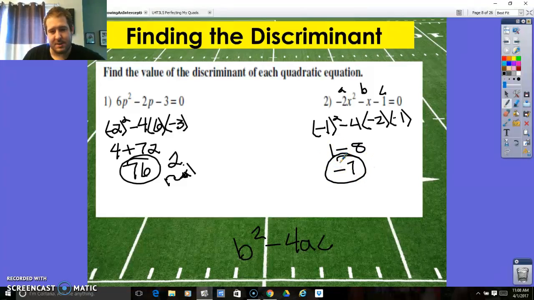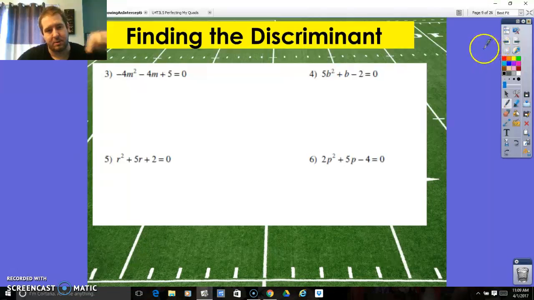Since the discriminant was negative this time, this is going to have no real answers. It might have imaginary answers, but it has no real answers because the quadratic form is either too high and never hits the x-axis, or it opens down and it's too low and never hits the x-axis.